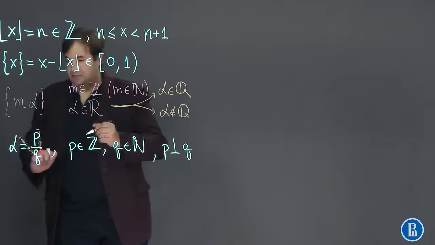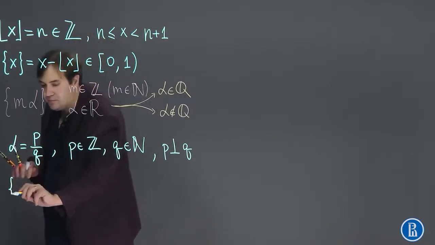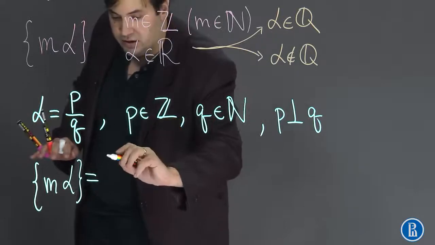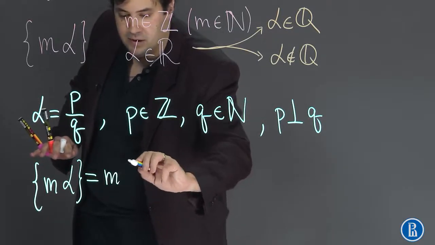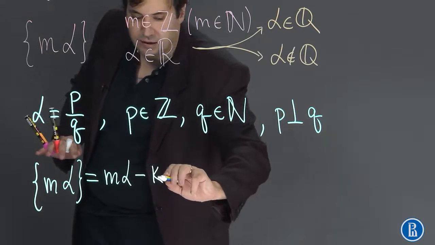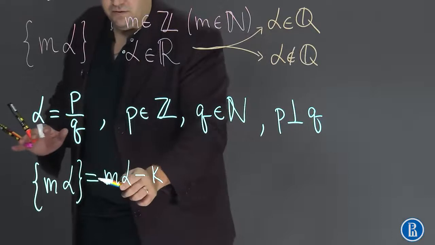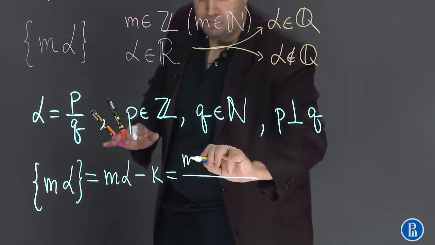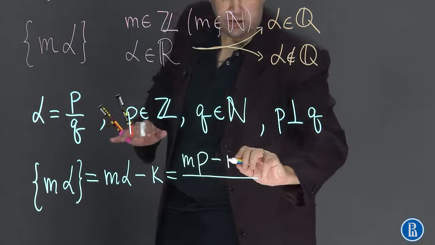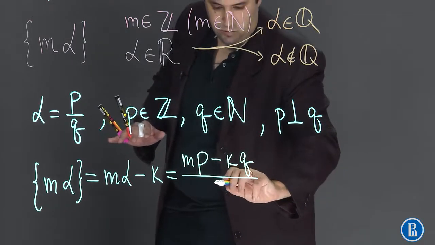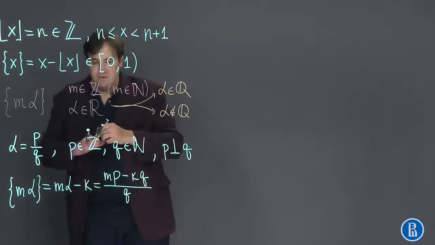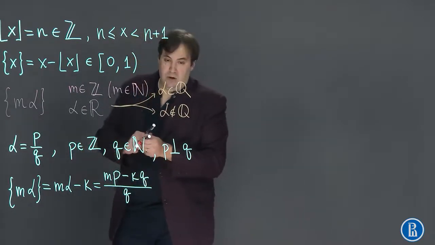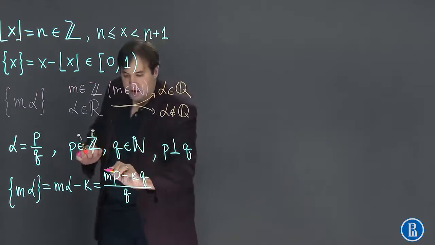We understand that the fractional part of m alpha can be now transformed into m alpha minus k, where k is the integer part of m alpha. And this is equal to mp minus kq over q. So we understand that the fractional part of m alpha is a fraction of the form integer over q, because, well, obviously this expression here is an integer.